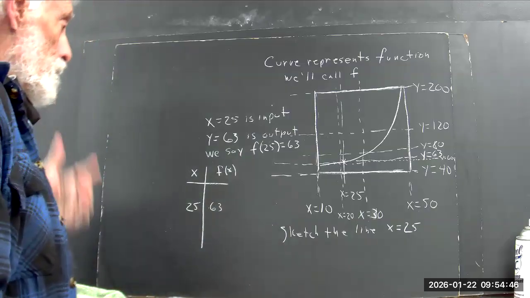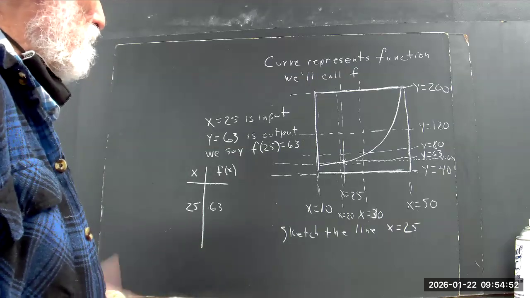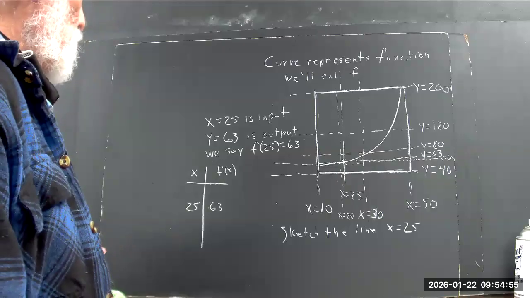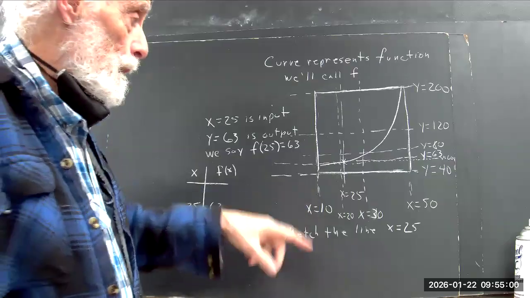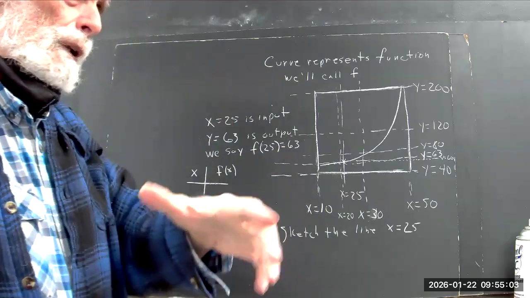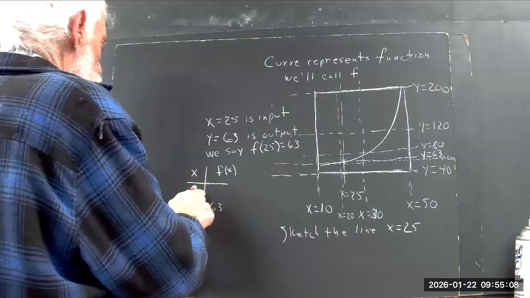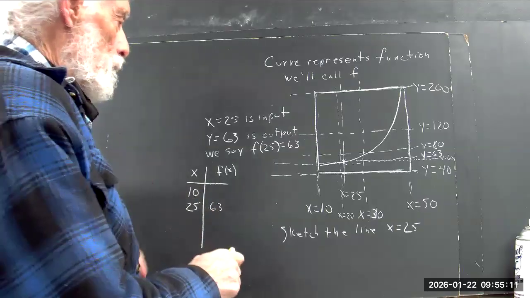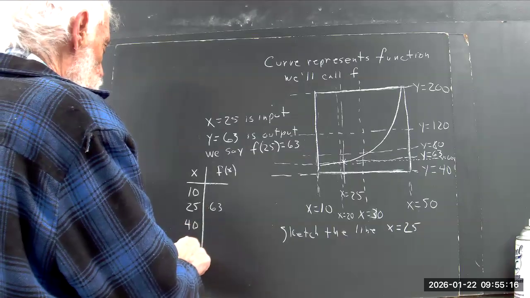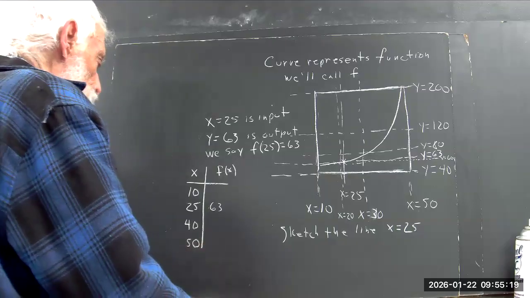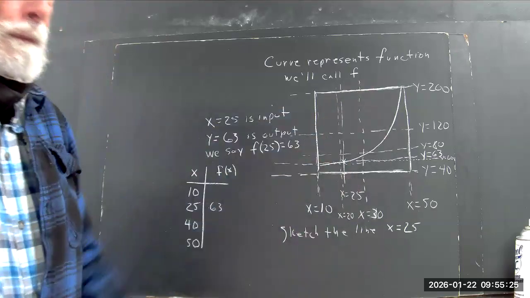Well, let's estimate f of x for a couple more values of x. What do you think f of x is if x equals 10? Think about it for a minute. According to your picture, what's your estimate for f of x if x equals 10? Or if x equals 40 or x equals 50. See if you can complete this table based on this picture.